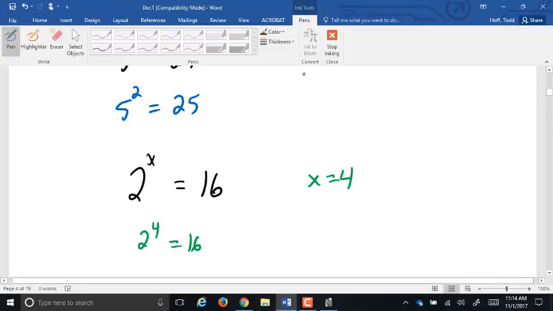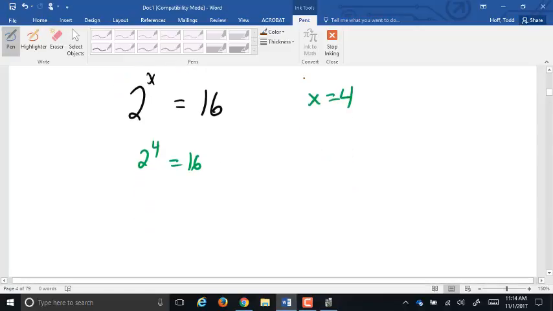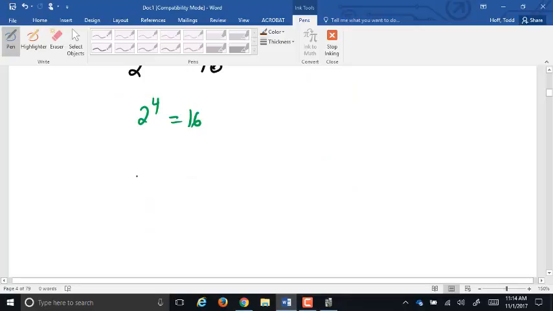Well, how can we solve this without having to just guess and check? Well, there is an inverse. When we have a number, like let's just use 10 to the power of x, the inverse of going to the power of x is a logarithm. So what the logarithm is, and we call it log of a number, let's say the log of 100.